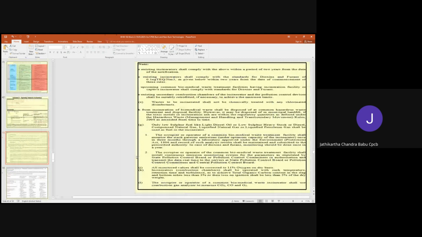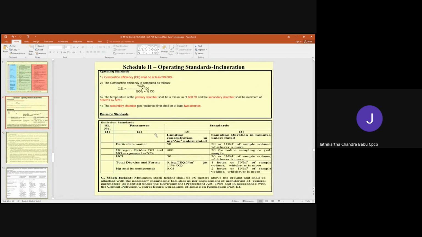The emission standards to be complied with by the incinerator: particulate matter 50, oxides of nitrogen 400. Hydrochloric acid should be less than 50, and total dioxins and furans 0.1 nanogram toxic equivalent per normal meter cube. Please kindly remember these values. Mercury compounds should be less than 0.05. Therefore, these standards, temperature, efficiency, residence time and emissions, prescribed for the incineration process have to be remembered by you for the exam.